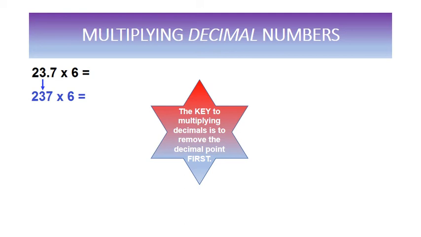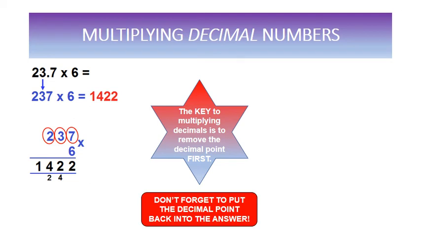So we're going to take the decimal point out of the 23.7. We're going to set it out in a column, just as we've done before, and we know how to do this. So we say 6 times 7 is 42, remembering to carry digits across if we have an answer that has more than one digit. We then say 6 times 3, which is 18, plus the 4 is 22, and then 6 times the 2 is 12, plus the carried 2, which is 14. So that's our answer to the 237 multiplied by 6.